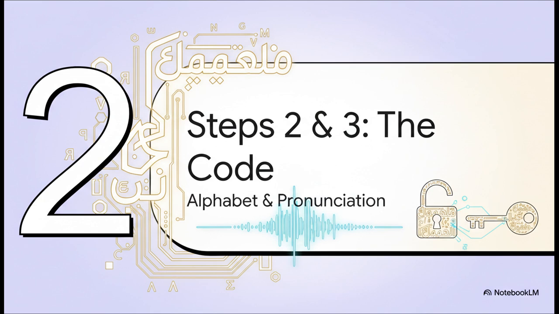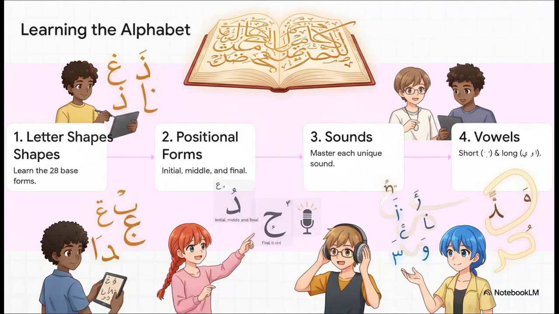Okay, with that big decision made, it's time for the fun part, cracking the actual code of the language. And that means you gotta master the alphabet and all its unique sounds. The Arabic alphabet has 28 letters, and learning it is a really methodical process. It's not just about memorizing shapes. You gotta learn how each letter actually changes its form depending on if it's at the beginning, middle, or end of a word. Then you master its sound, and then you add in the vowels. It really is like learning a secret code, one piece at a time.